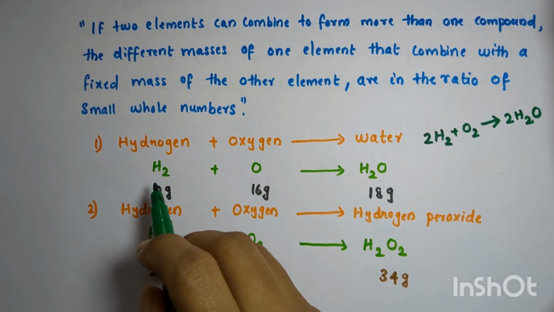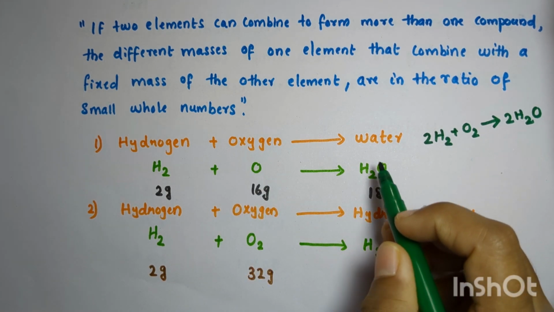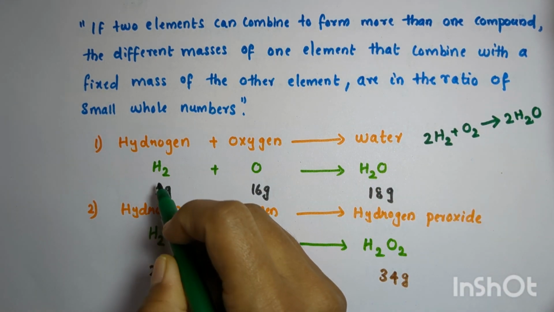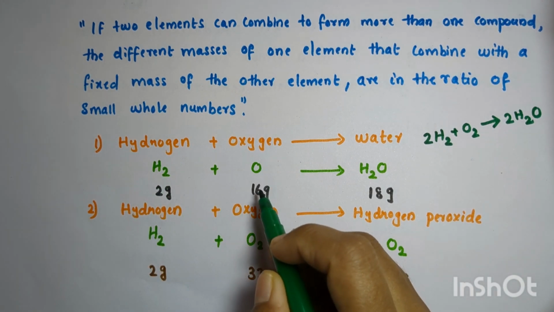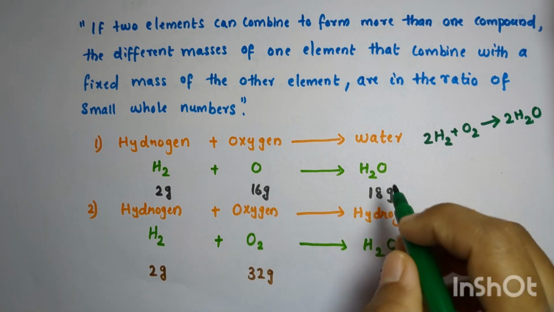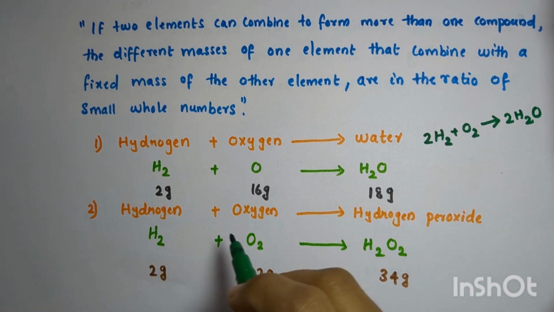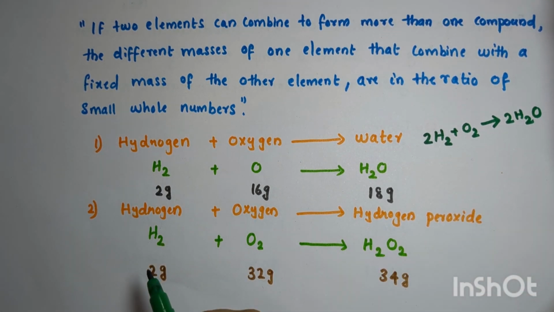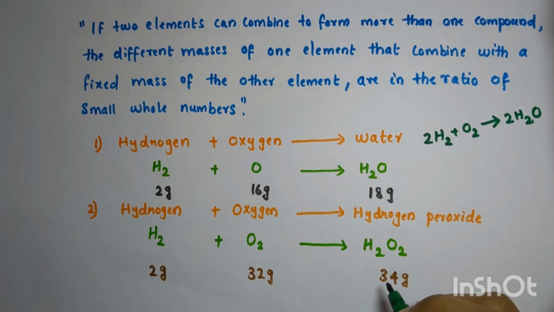Here, by combining 2 atoms of hydrogen with 1 atom of oxygen, we get 1 molecule of water, H2O. So 2 grams of hydrogen combines with 16 grams of oxygen, which gives 18 grams of water. And here, H2 plus O2 gives H2O2. So 2 grams of hydrogen combines with 2 oxygen atoms, that is 16 into 2, 32 grams, which gives 34 grams of hydrogen peroxide.